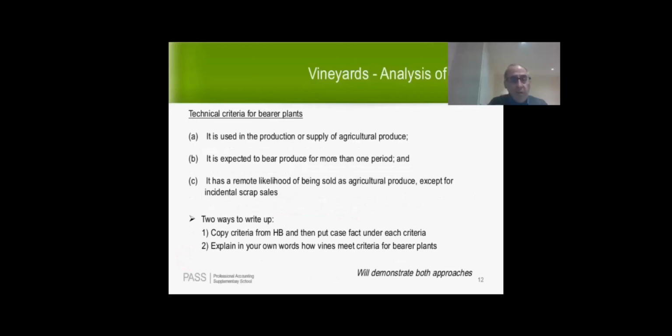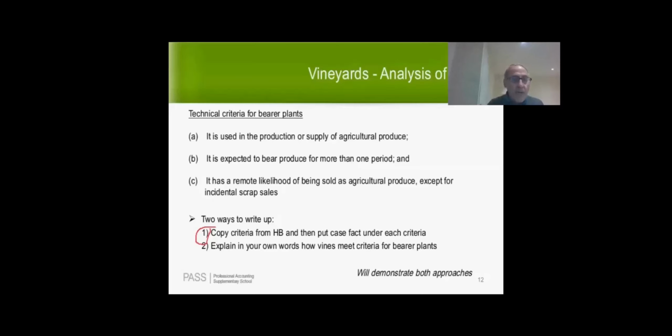Here are the technical criteria for bearer plants. A bearer plant, by definition, is used in the production or supply of agricultural produce. It's expected to bear produce for more than one period, and it has a remote likelihood of being sold as agricultural produce, except for incidental scrap sales. Now, there are two ways to write this up on a CFE. One, which I find is often useful when you have numerous criteria, is to copy the criteria from the handbook and then simply insert the case facts under each criterion in order to tie back to them.